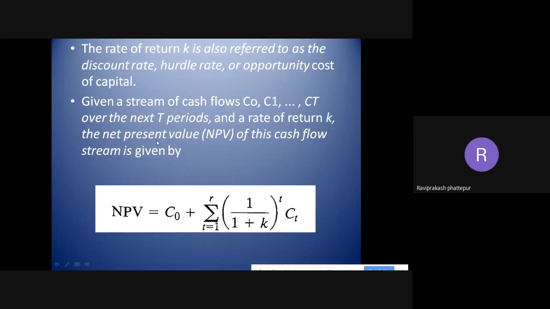Then net present value. Net present value in the sense, if you go on for multiple years like this, C naught is the current cash with you, or current cost you can say, plus summation t is equal to 1, that is time here, to r, could be anything, 5, 10, however many years you are taking, into 1 upon 1 plus k. So this is the discounting factor, and it has to be raised to the number of years that you are taking. For example, 2 years from now you are taking, so this will be 2. 3 years from now, it will be 3.